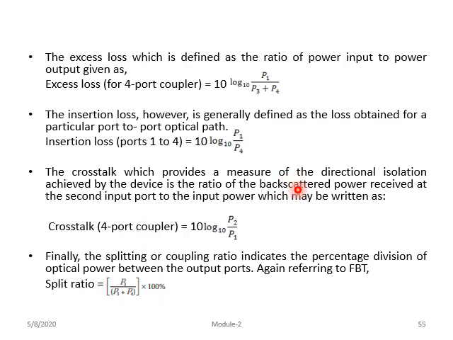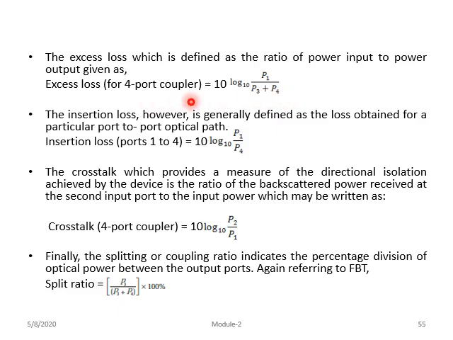This is a very important technique under fused coupling, the fused biconical taper technique, which can be employed. The excess loss, which can be defined with respect to all these coupling techniques, is the ratio in terms of power input and power output. For a 4 port coupler, the excess loss can be calculated as 10 log base 10 of P1 by P3 plus P4. That is how we can estimate it, from 1 to 1, 2, 3, 4, if I suppose I have taken it.